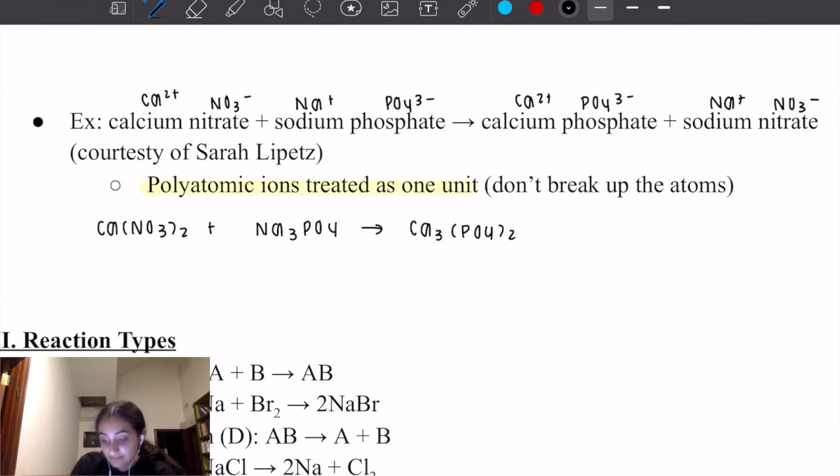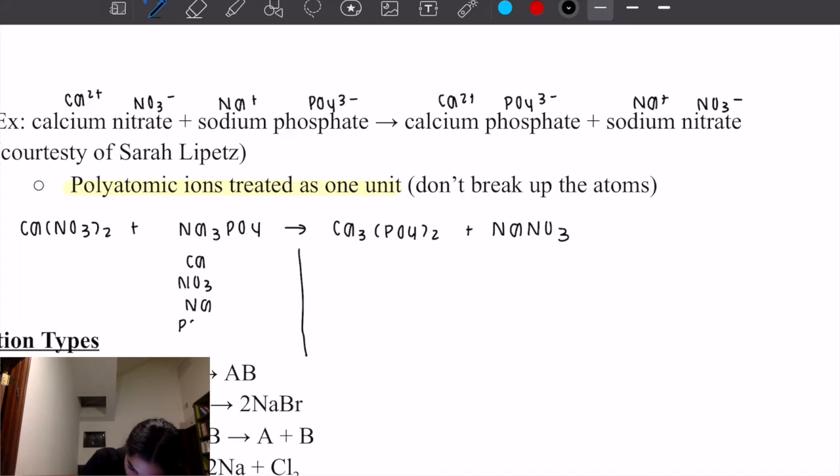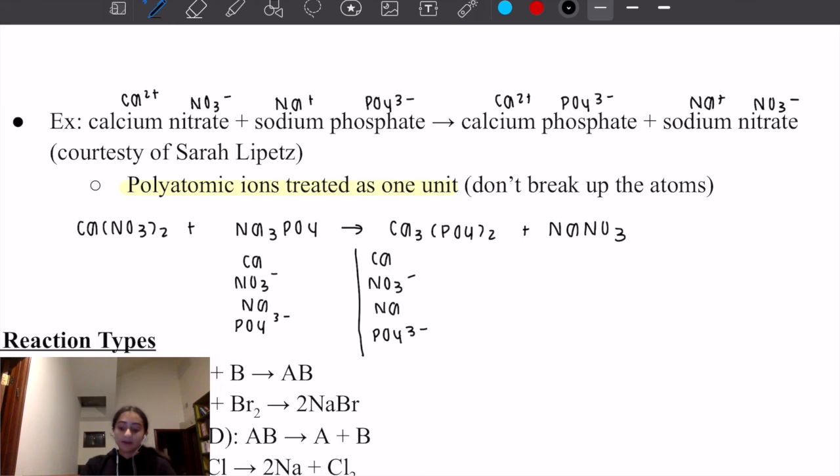So I have 3 calciums and 2 phosphates, and then plus NaNO3. Okay, so I'm going to draw my nice chart. So I have Ca, NO3, Na, and PO4. And I'm going to put them in the same order on the other side, just because I feel like it helps it stay organized.